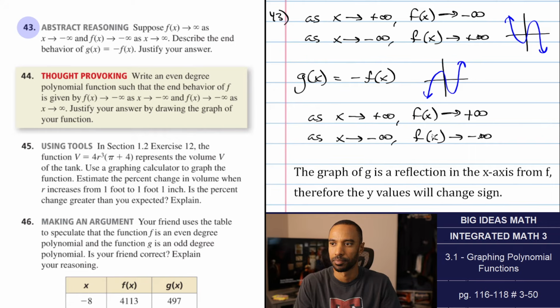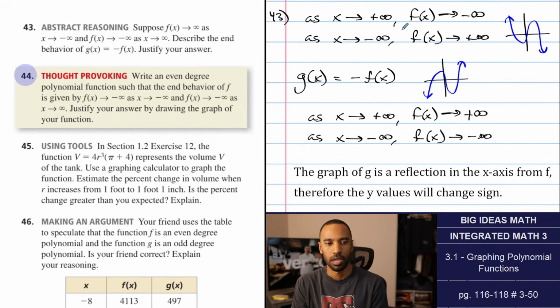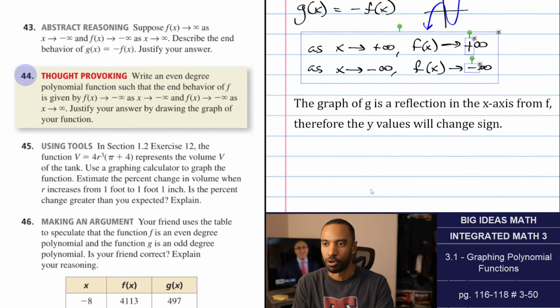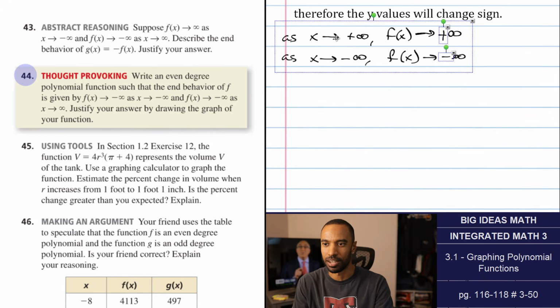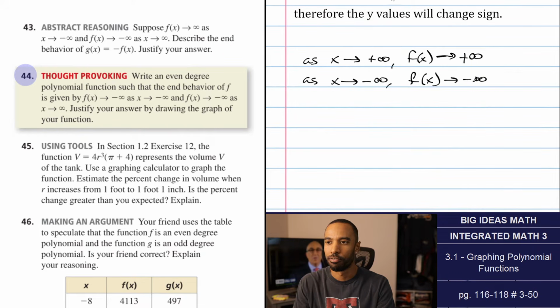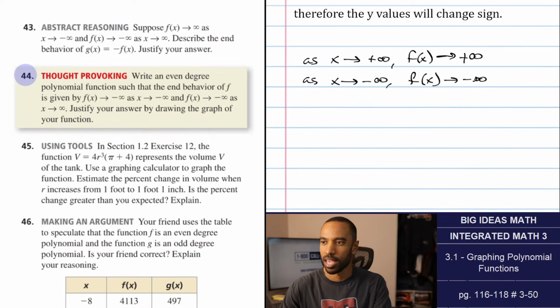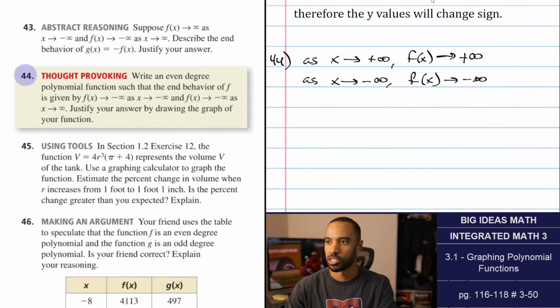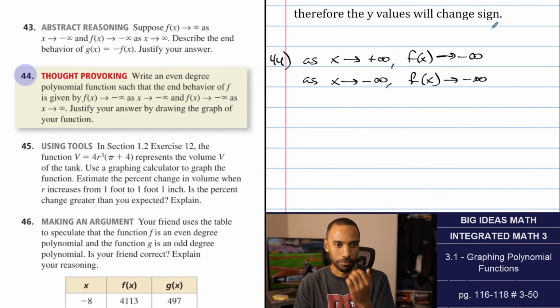And that's it. Okay, number 44, thought-provoking. Write an even degree polynomial function such that the end behavior of f is given by f of x. I want to write this in the way that I do it, so I'm going to copy and paste this again and get the template set. Such that as x approaches negative, y approaches negative, and as x approaches positive, y approaches negative. So negative here and here. Justify your answer by drawing the graph of your function.